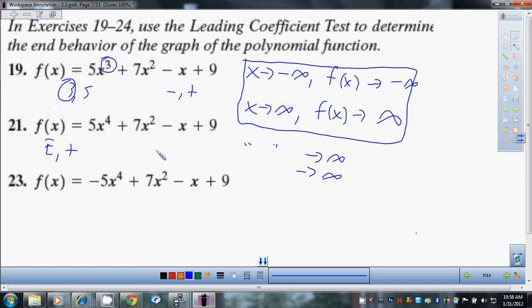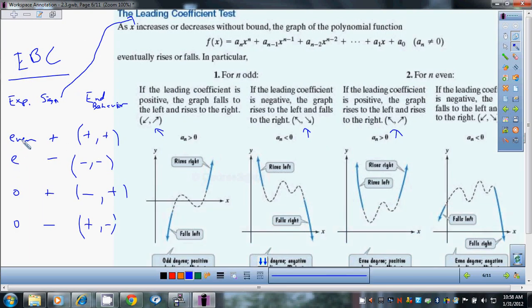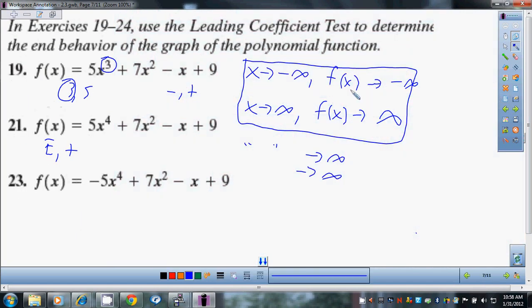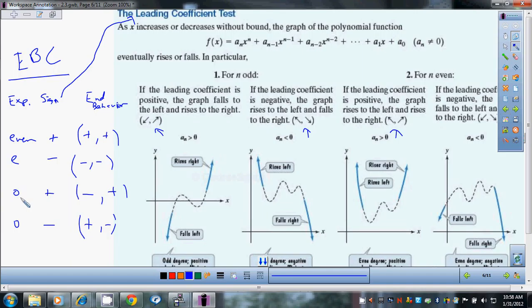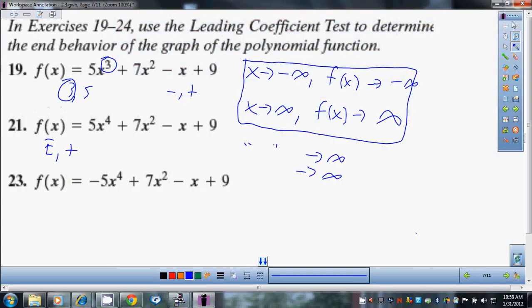No. See, even positive was upward, upward. Oh, not there yet. No, wait. Odd, positive. Wrong way. Odd, positive was negative, positive. You mean the way I wrote it up here? No. What is end behavior? It means as x goes forward that way a long way and that way a long way, what's y? That's basically what it's saying.